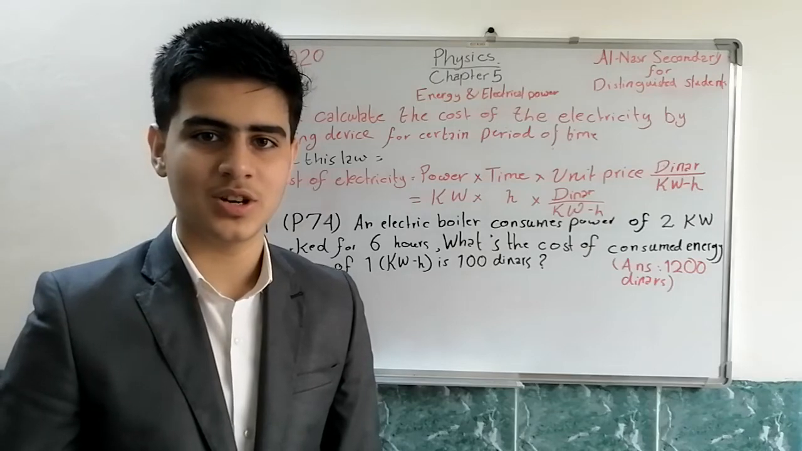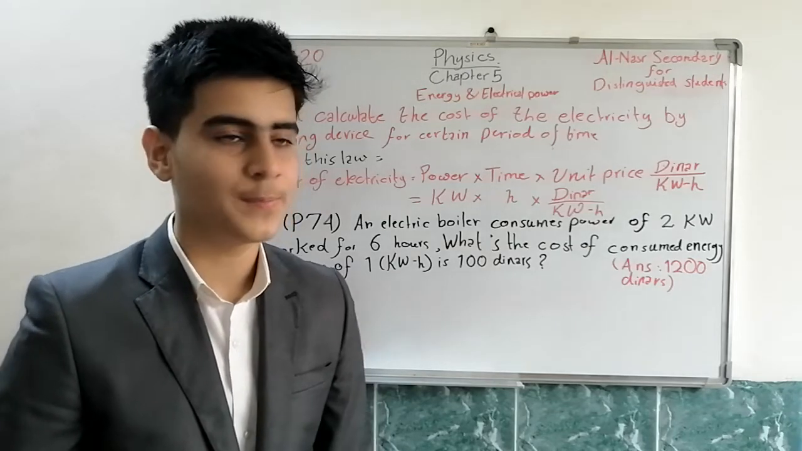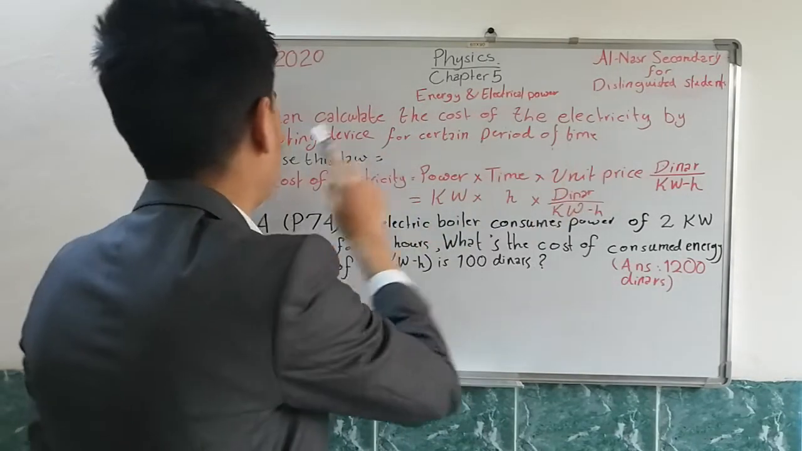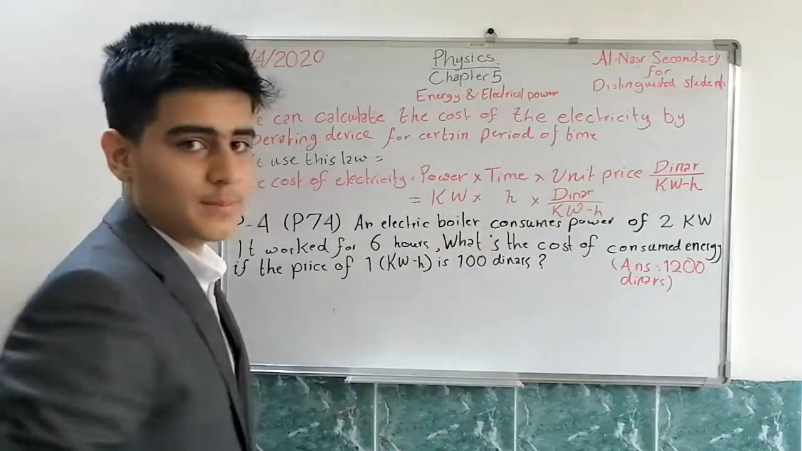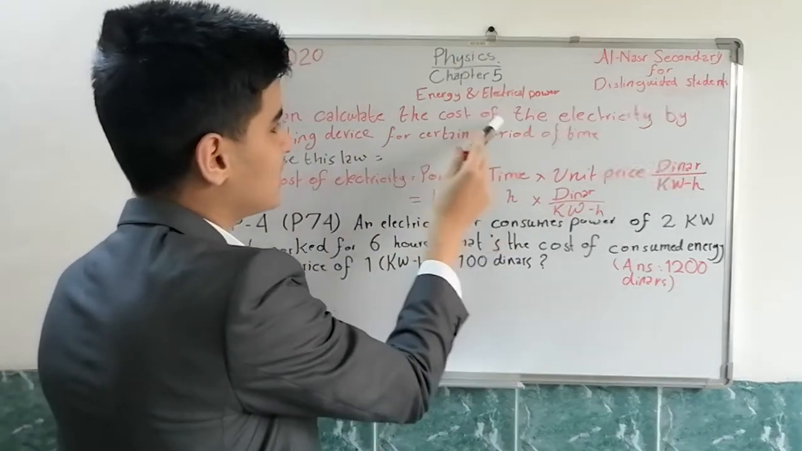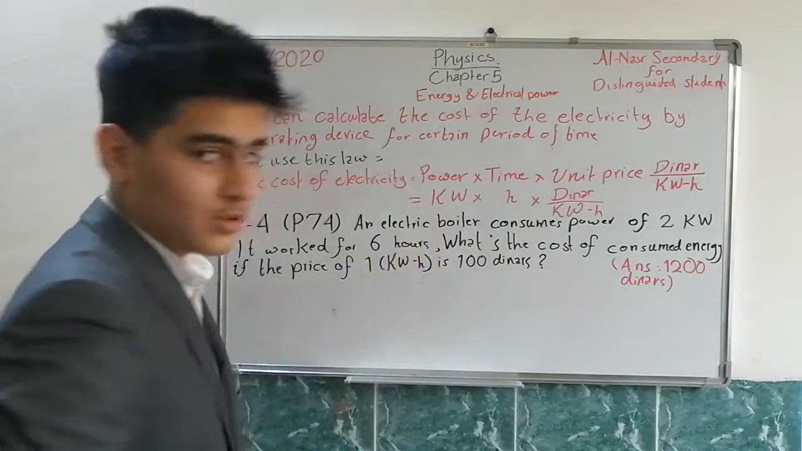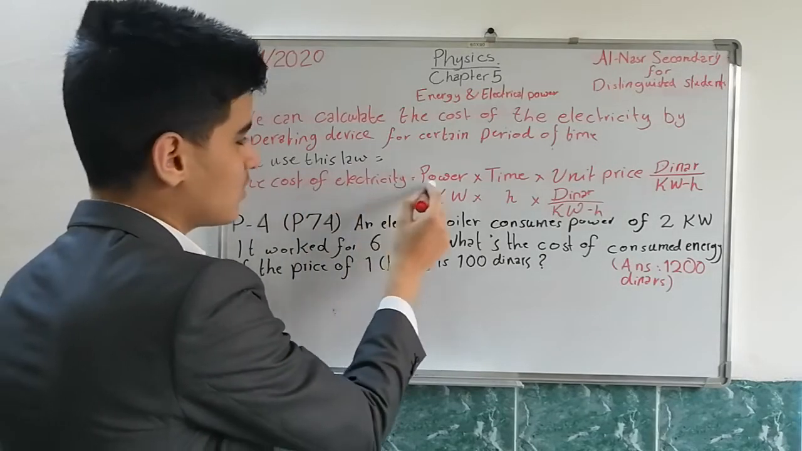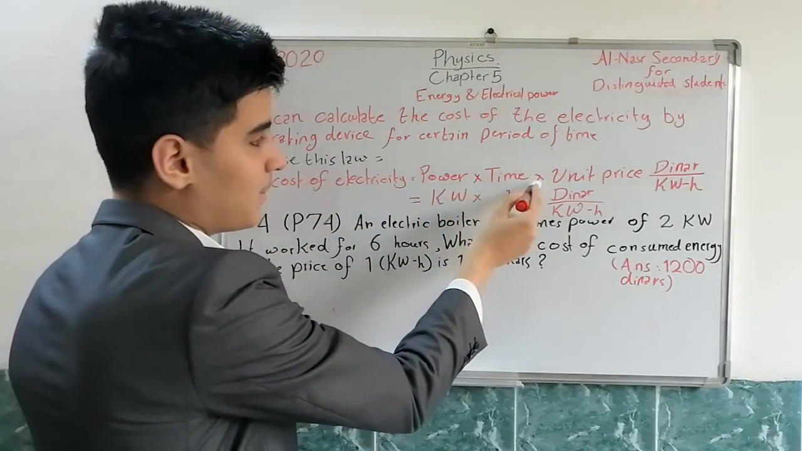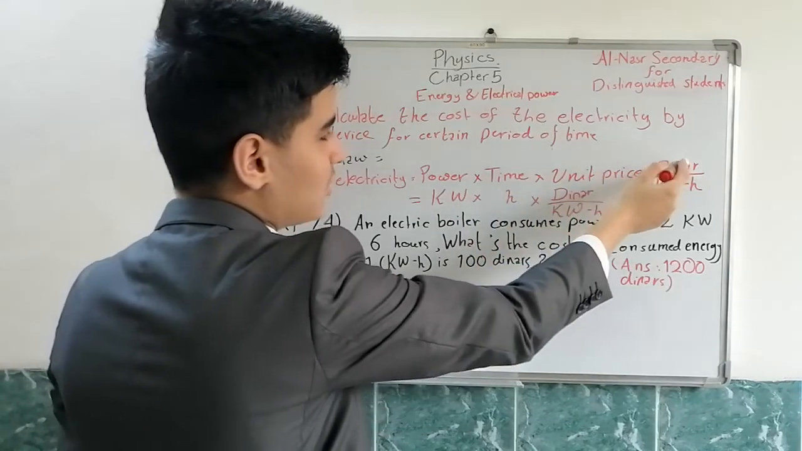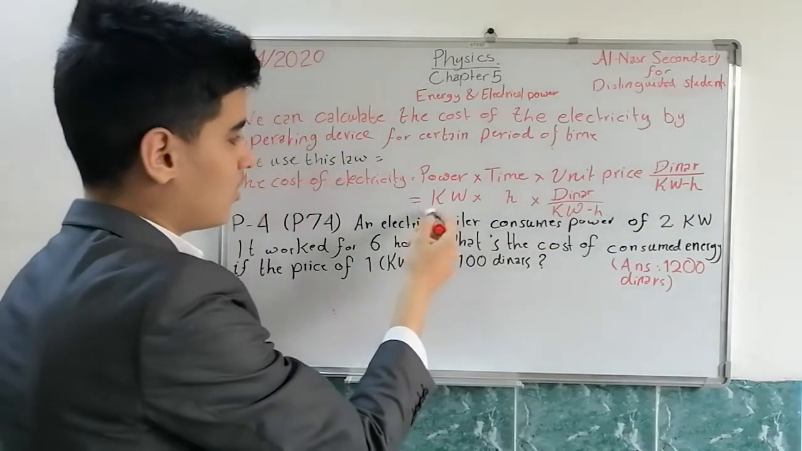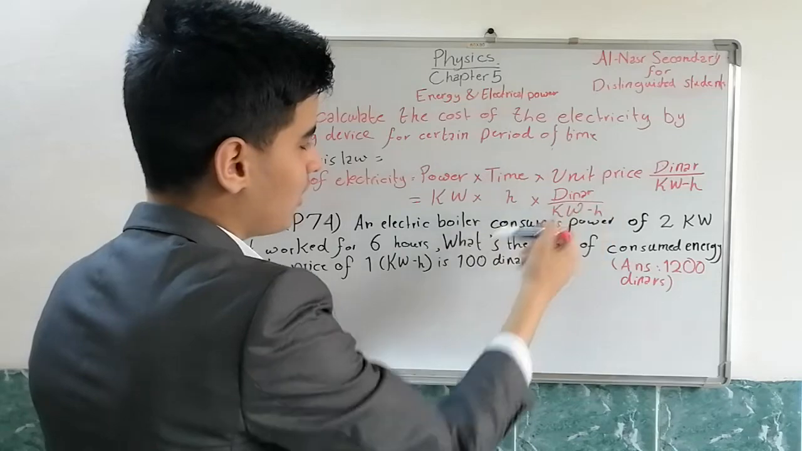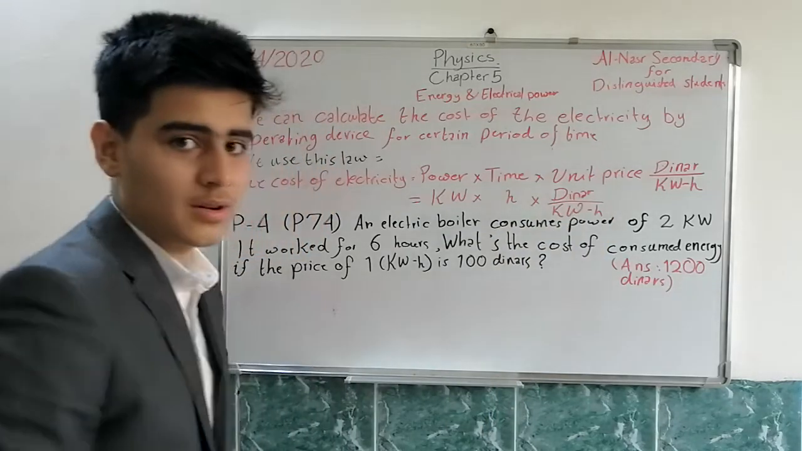Now we have the last subject, or the last law. We must explain it at the end of the lesson. We can calculate the cost of electricity by operating a device for a certain period of time. If we want to apply this law, the cost of electricity equals power multiplied by time multiplied by unit price, which is dinar per kilowatt per hour. So: kilowatt, which is power, multiplied by hour, multiplied by dinar divided by kilowatt per hour.